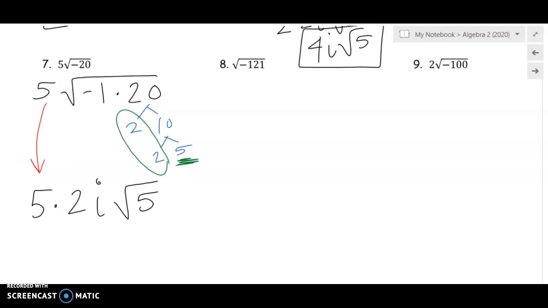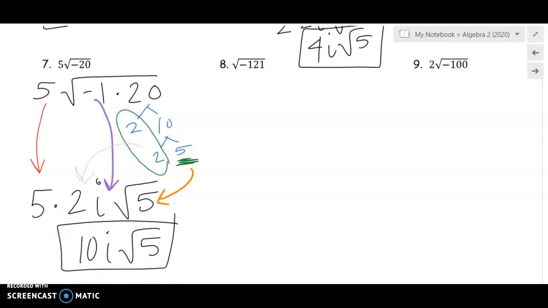So let me put some more arrows here. The 5 went to the 5. You saw that. This circled 2, I'm making it pink, goes to that 2. The negative 1 goes to the i. And the leftover 5 goes to this 5. I have to clean this up because on the outside, what's 5 times 2? That's 10. And then the i. And then the root 5. And that looks much nicer.